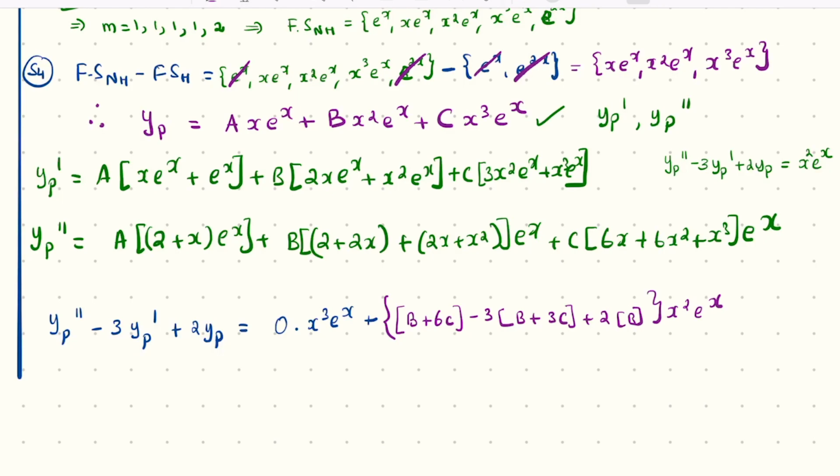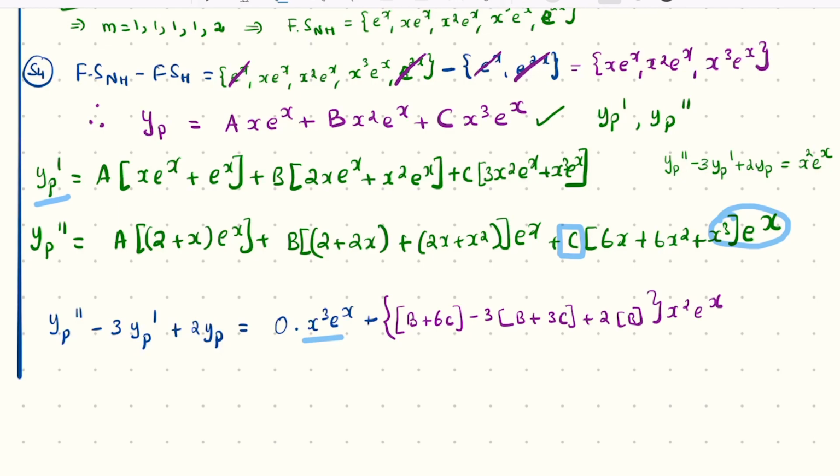So I'm looking at the x cubed, right? The very first one, I'm looking at all the x cubes. If you take a look at all the x cubes, yp double prime has only one x cubed e to the x term, right? Only one x cubed e to the x term. That one is simply c. So you have one of those.